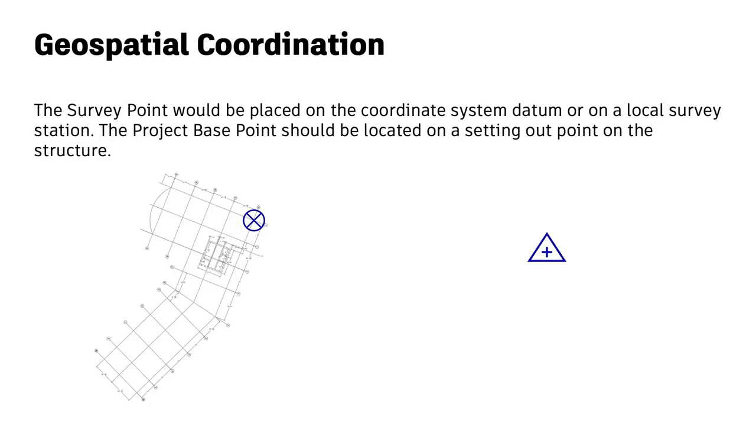The project base point should be located on a setting out point that can be clearly established out on site. For example, this may be the intersection of two grids.